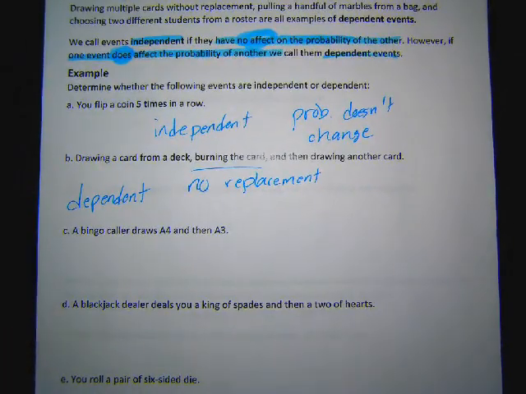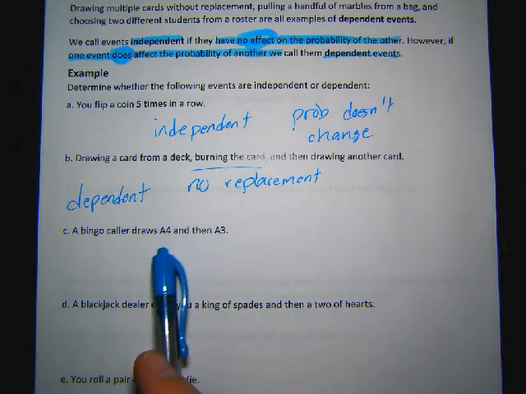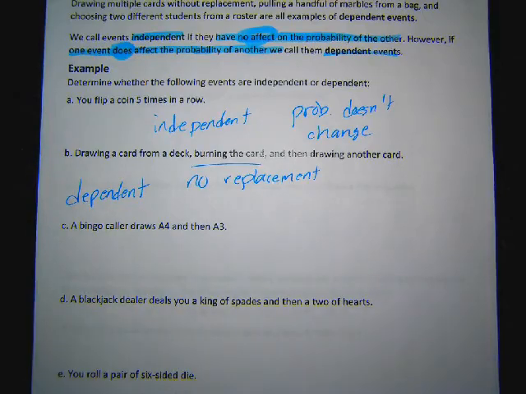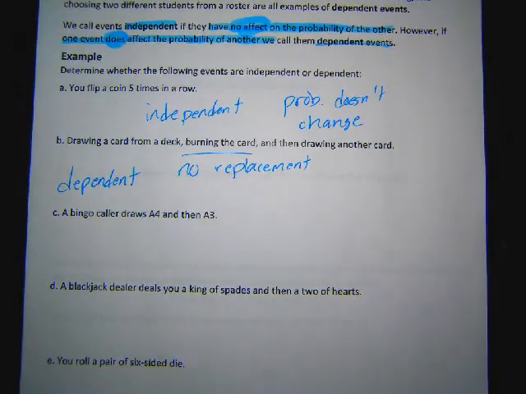Bingo caller draws A4 and then he draws A3. Well, he doesn't call A4 again, right? When you call bingo, you don't call the same letter over and over again. You call it once, and then you move on. You call the rest, and you keep going until someone gets a bingo.